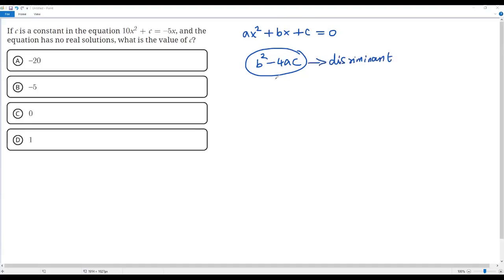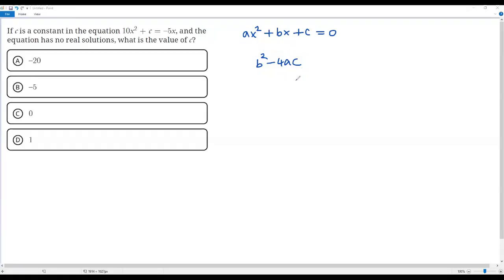The value of this expression, b squared - 4ac, will discriminate the nature of the solutions of a quadratic equation. That means the value of b squared - 4ac will tell us whether the two solutions are real or imaginary, rational or irrational. So whenever we talk about real or imaginary solutions, our first work is to write the given equation in standard form, ax squared + bx + c, to know the values of a, b and c, and then find the discriminant b squared - 4ac. Based on its value, we can decide whether the roots are real or imaginary.